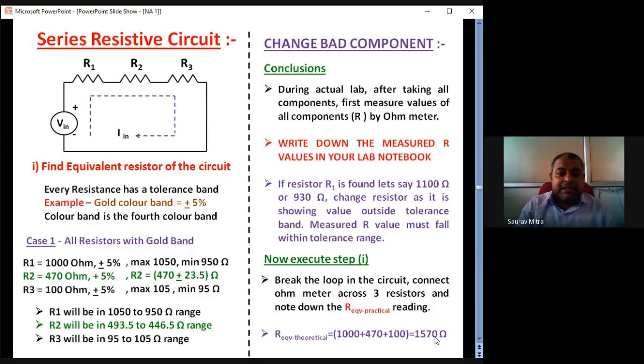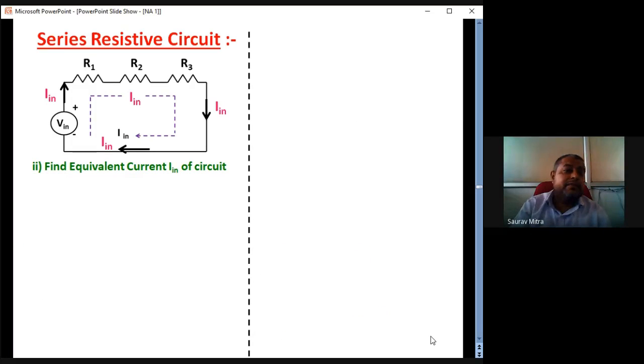So this is the last step in the previous agenda. There are 6 points to be done. First point is to find the equivalent resistance. There is 1000 plus 470 plus 100, 1570. And when you are in the lab, you have to do one more step after that, which is R equivalent practical. So this may be 990, this may be 455, this may be 104. So this might give you a value of 1549 ohm. That is another thing you have to find out, by measured value.